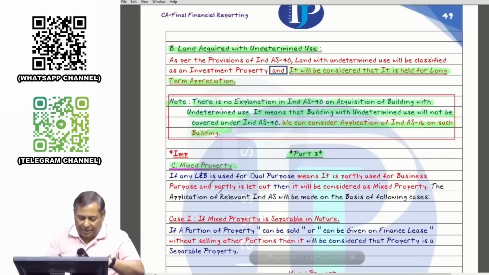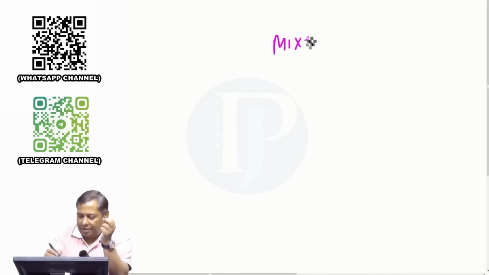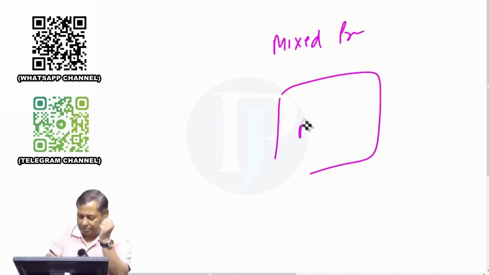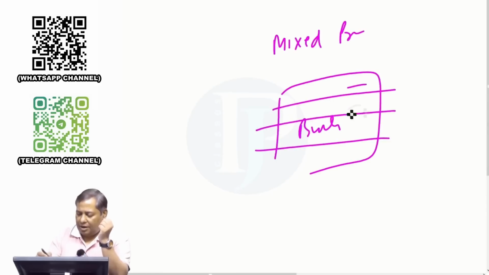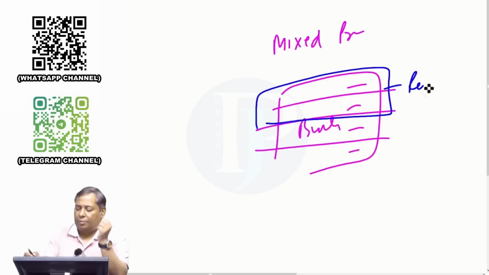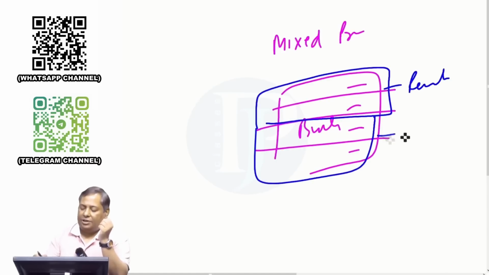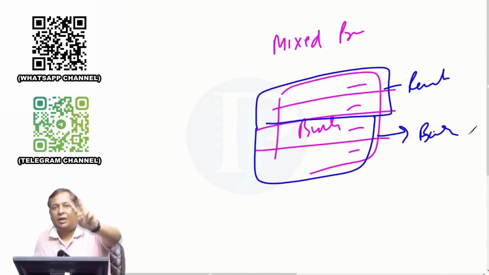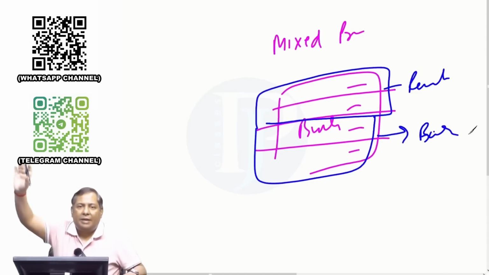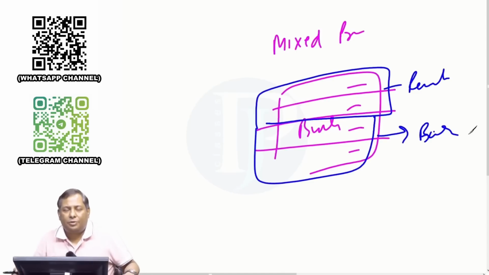Mixed property. It's our third case. Look, what did I teach here? Suppose there's a building. There are 4 floors in the building: 1, 2, 3, 4. The top 2 floors we rented out, and the bottom 2 floors are being used for business. There is one building used in 2 ways. Half is rented out and the other half is used for business.